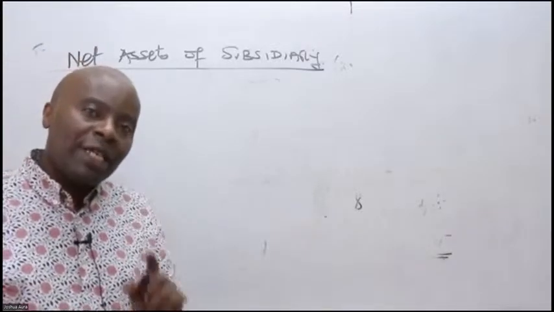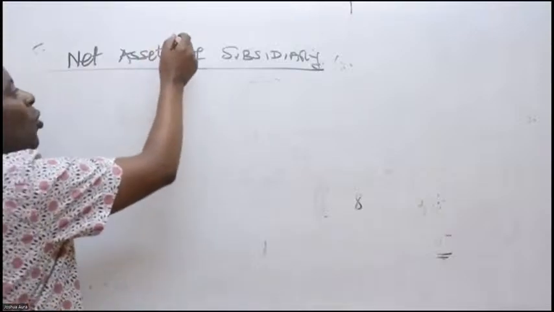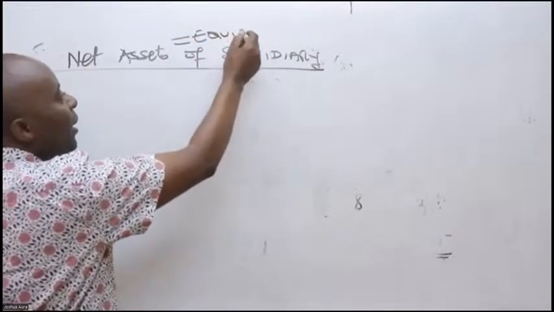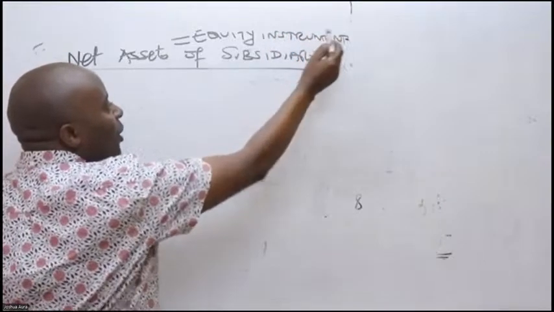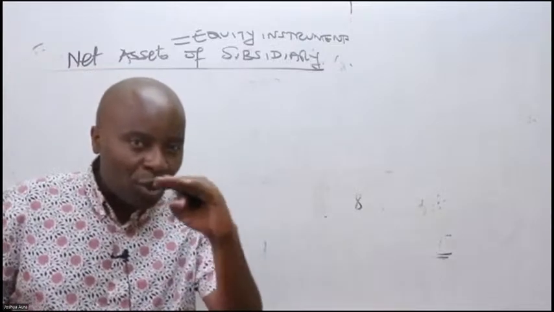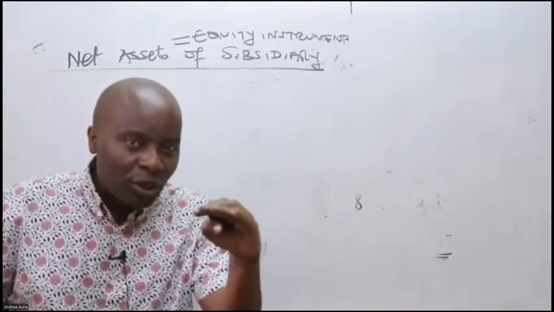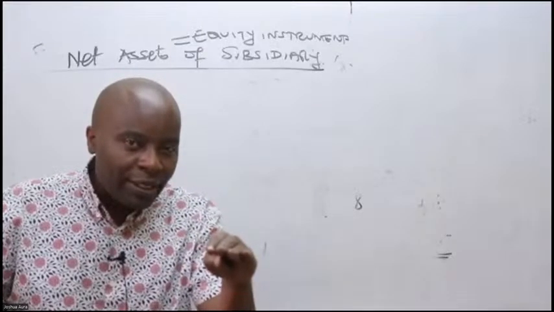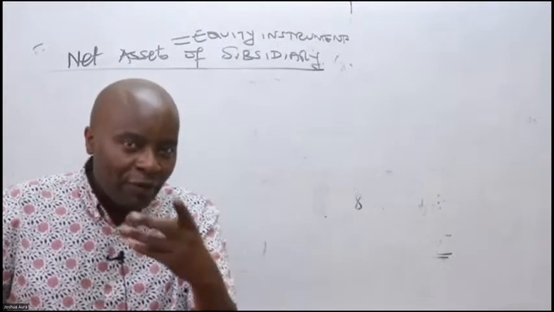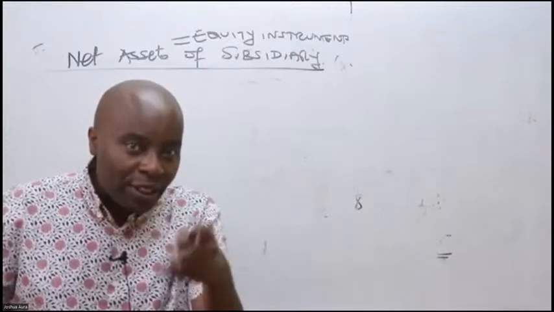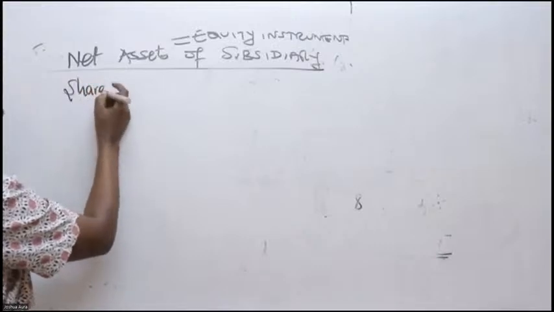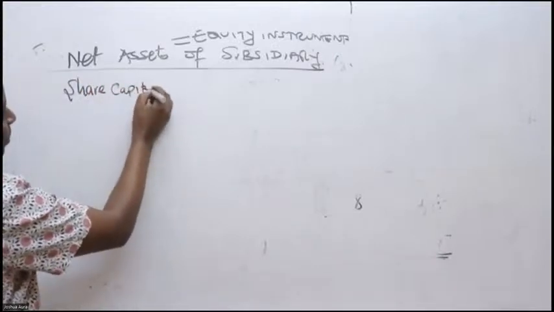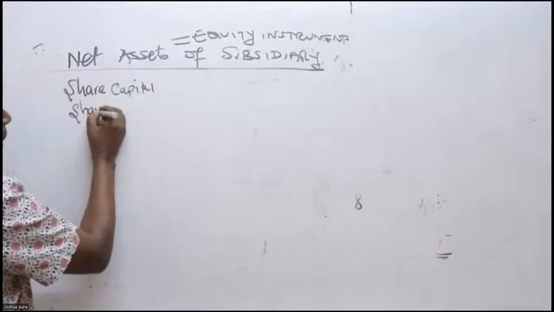And when we talk of net assets, we are always looking at the equity instruments. When you talk of equity instruments, you will remember your balance sheet. What do we have there? We have share capital, share premium, retained earnings, fair value adjustments or revaluations. So you can just write there: we have here the ordinary share capital, and the share premium.